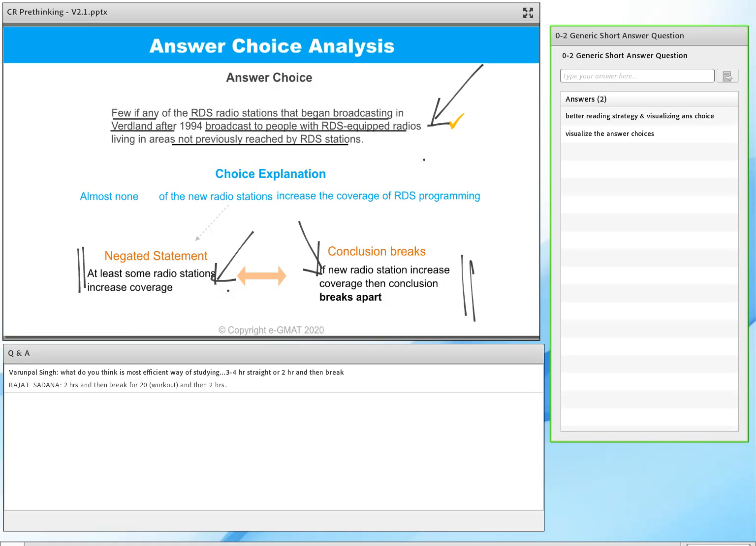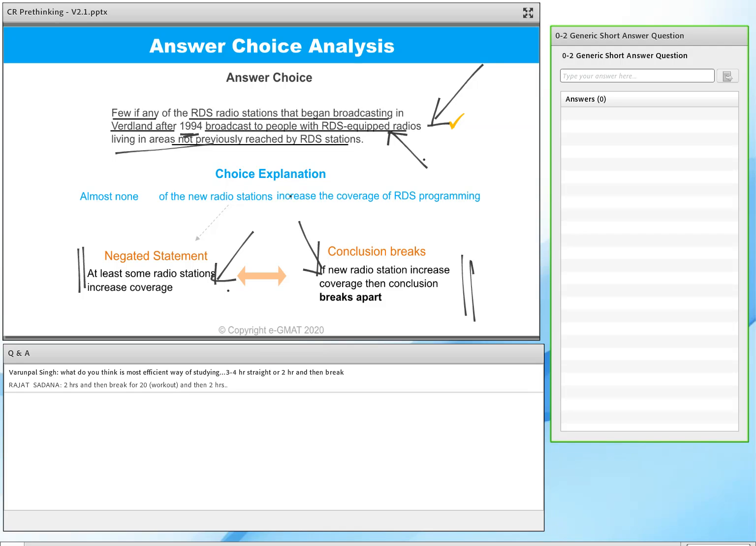Now let's talk about the question. What if no one outside of the 1994 coverage has any RDS radio station? Sometimes answer choices provide a lot of additional information. When it says to people with RDS equipped radios living in areas not previously reached, then the answer choice is telling you that there is a set of people who were not previously reached. So there is a finite number of people over there. Sometimes answer choices will do that. So good question.